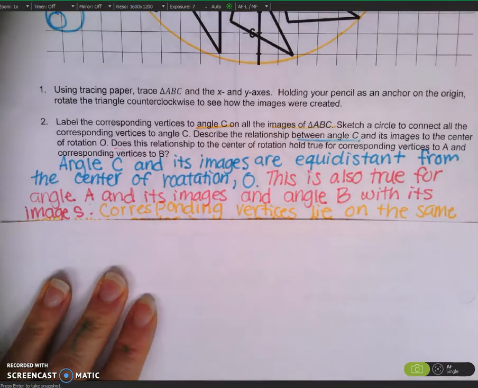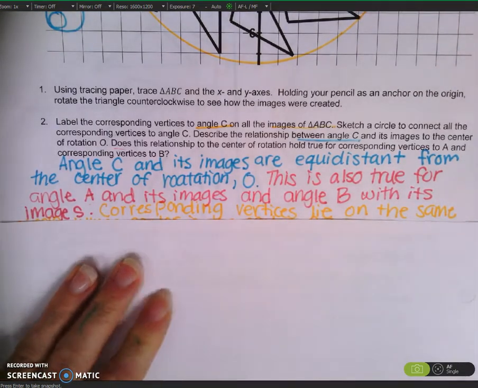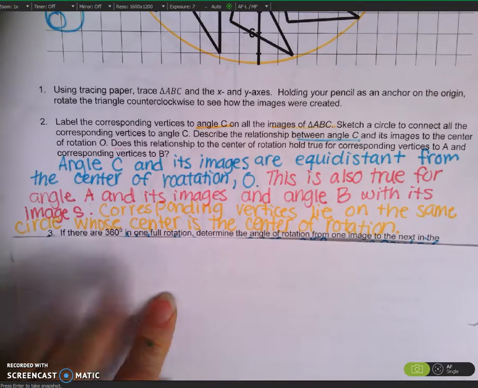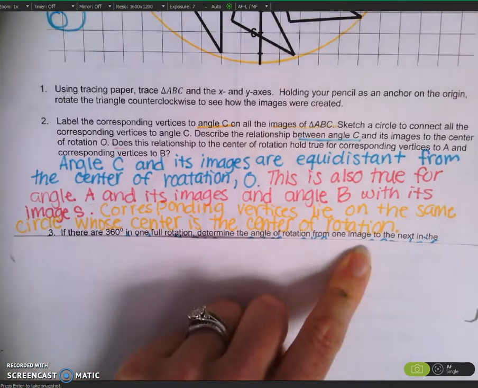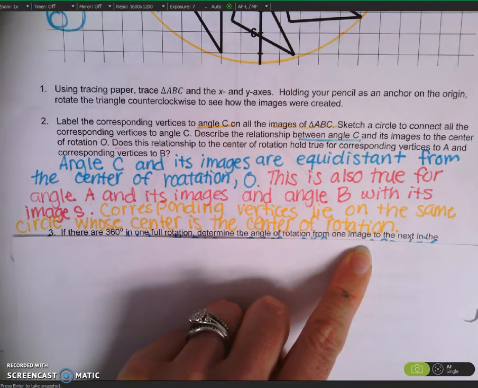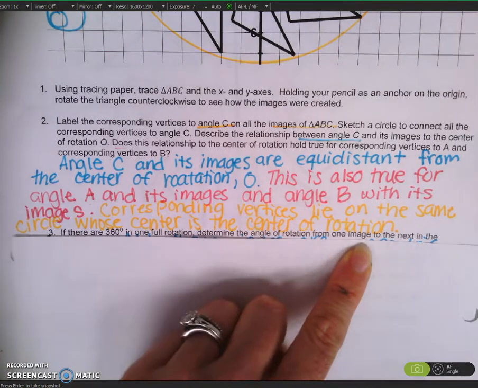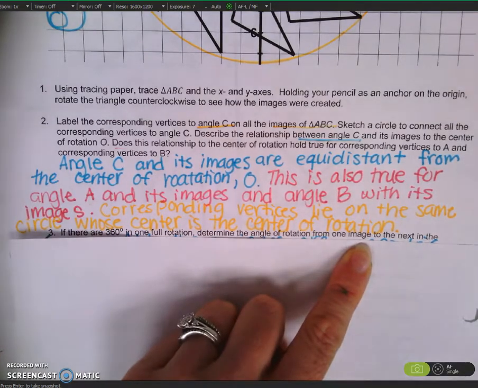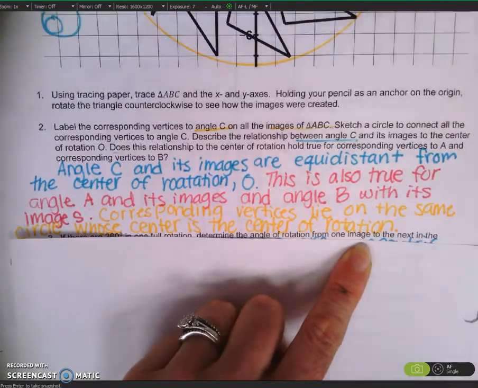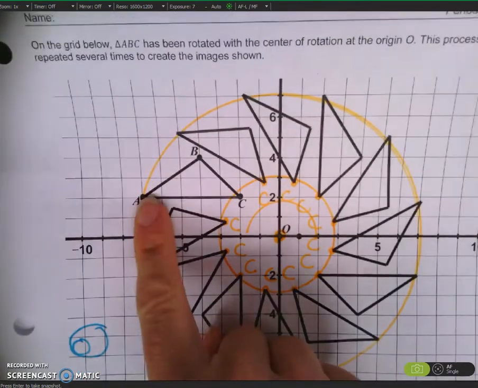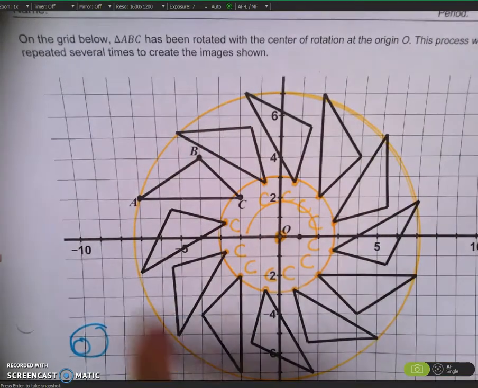What's important to note is that corresponding vertices lie on the same circle, whose center is the center of rotation. Remember, the definition of a circle is the set of points equidistant from the center point C. In this case, our center point is O. If you take your compass and have the same center of rotation at the origin, and you use vertex A and its corresponding vertices, you will notice we have another circle.